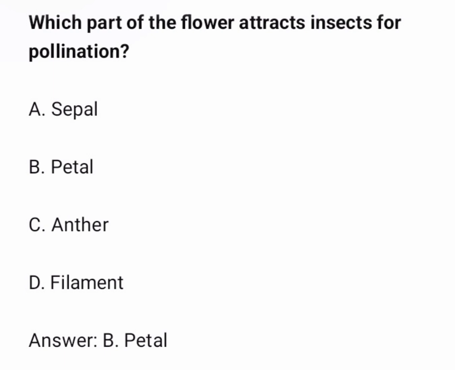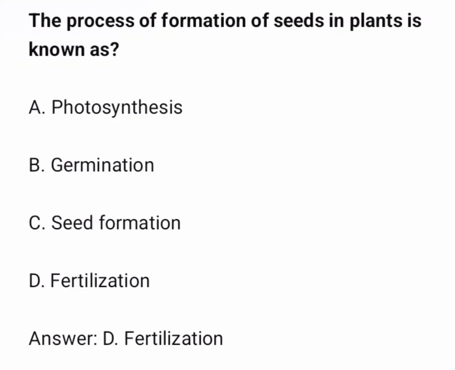Which part of the flower attracts insects for pollination? A. Sepal. B. Petal. C. Anther. D. Filament. Answer: B. Petal.